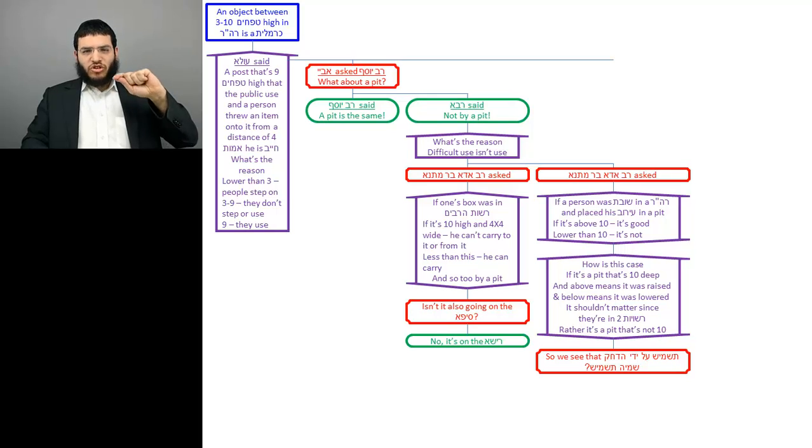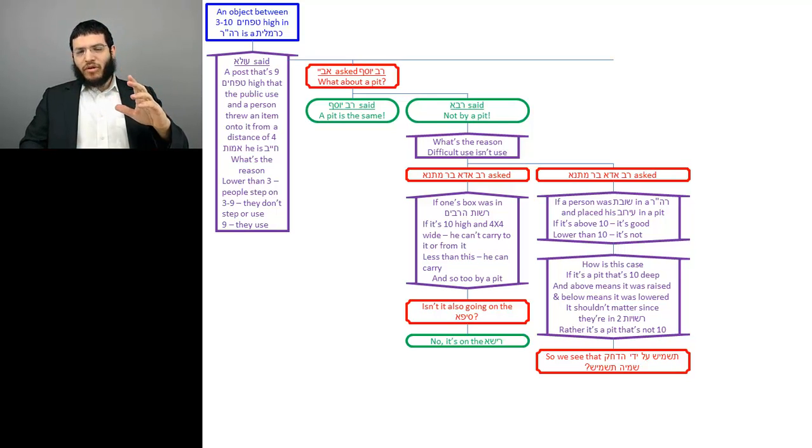So here we have a question. So let's summarize that question one more time. It says above 10 tefachim it's good, and lower than 10 it's not. So we said above must mean that the pit is less than 10 tefachim deep. So which pit is less than 10 tefachim deep and a person is allowed to carry to where he is? It must be the one that's 9 tefachim deep. So it is considered a rishus harabim.